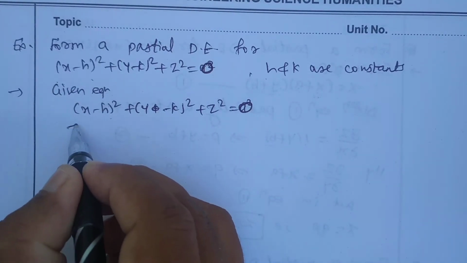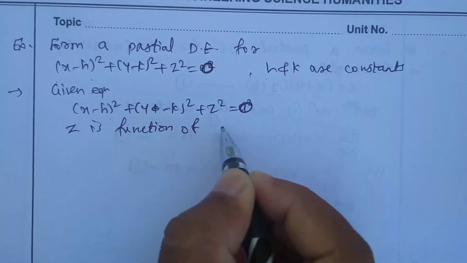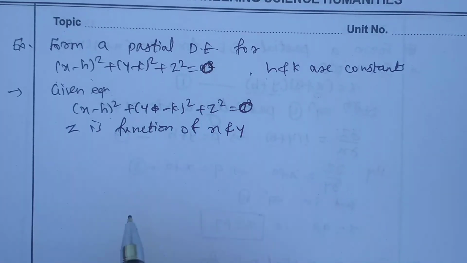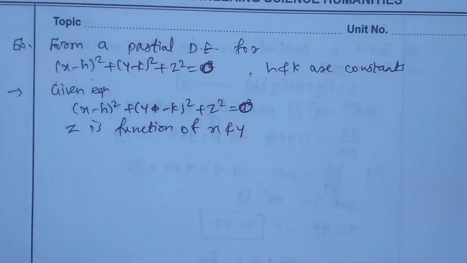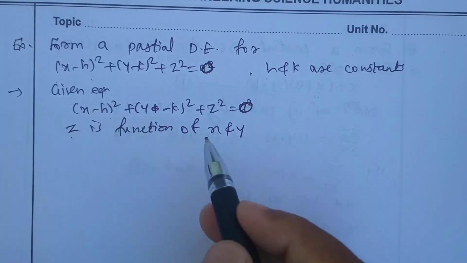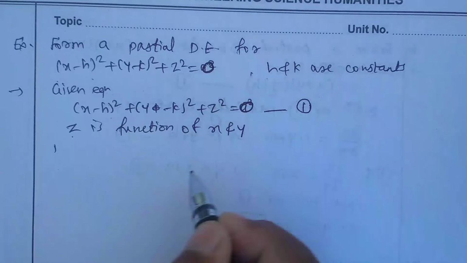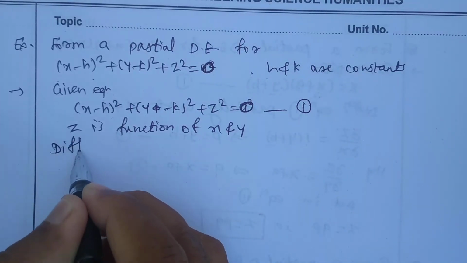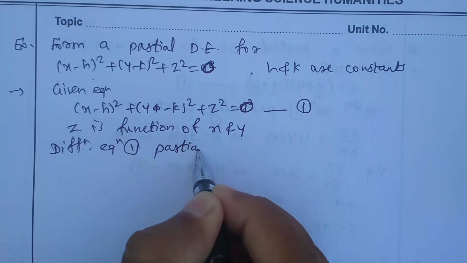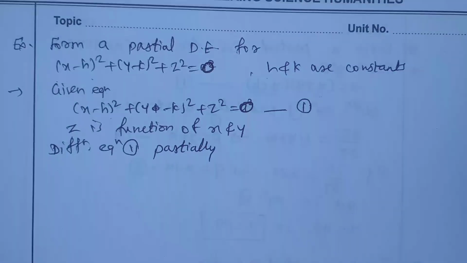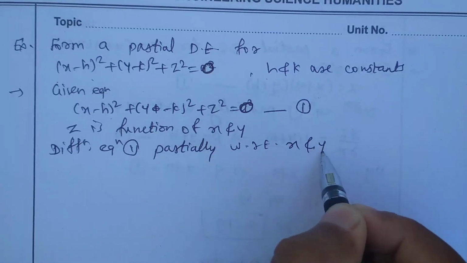First suppose that z is a function of x and y. That means we can say z is the dependent variable and x and y are independent variables. So this equation is called equation number 1. Differentiate equation 1 partially with respect to x and y.